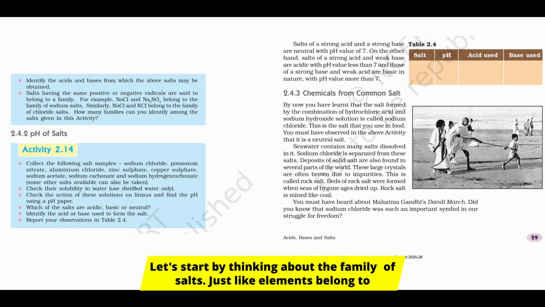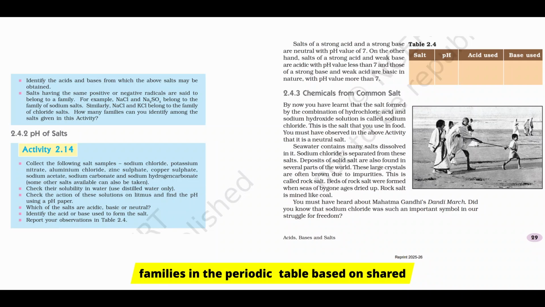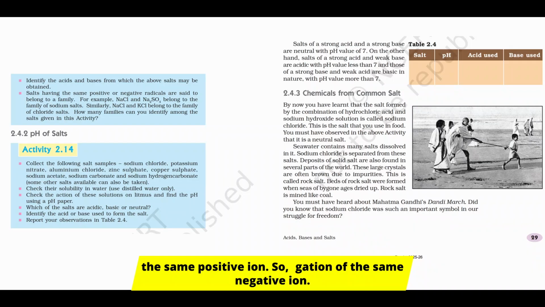Let's start by thinking about the family of salts. Just like elements belong to families in the periodic table based on shared properties, we can group salts into families. Salts belong to the same family if they share the same positive ion or the same negative ion. For example, sodium chloride, NaCl, and sodium sulfate, Na2SO4. What do they have in common? The sodium ion, Na+. Right. So they both belong to the family of sodium salts.